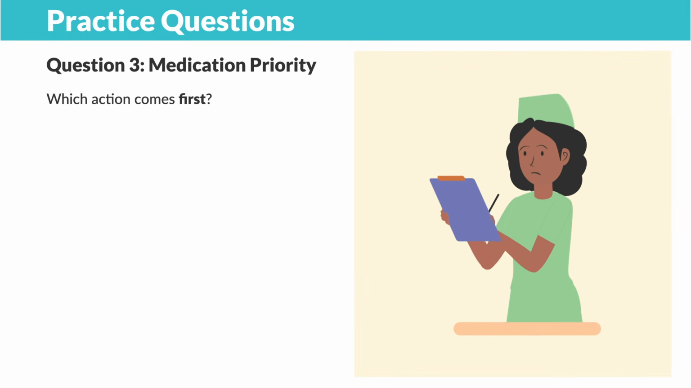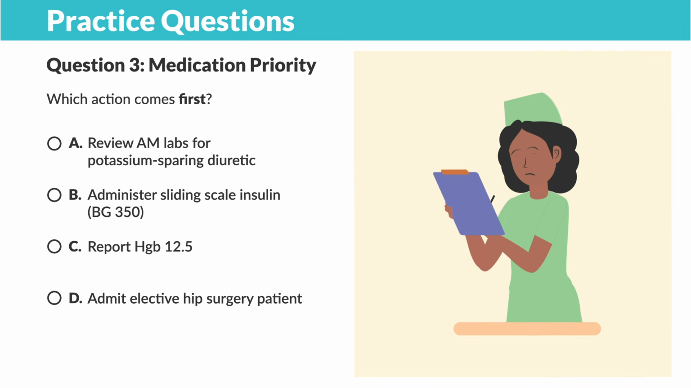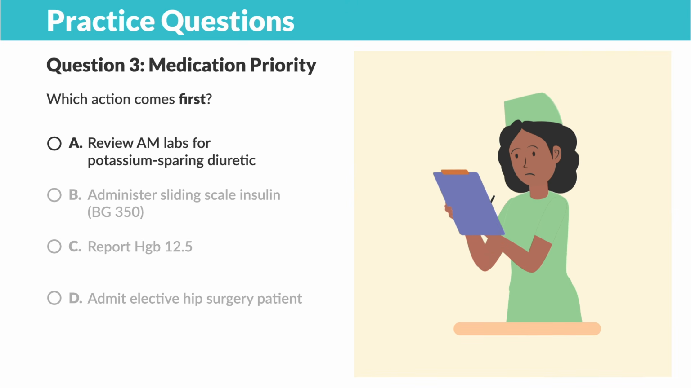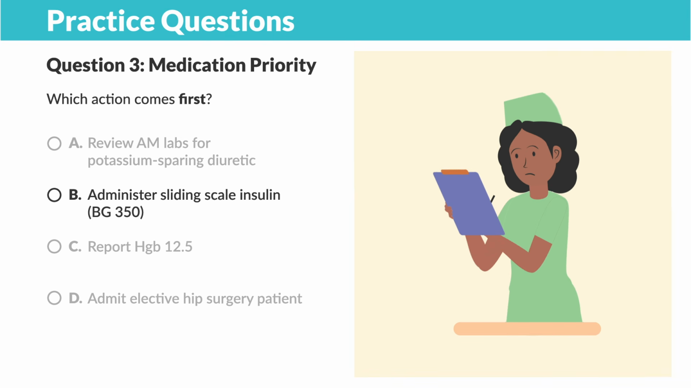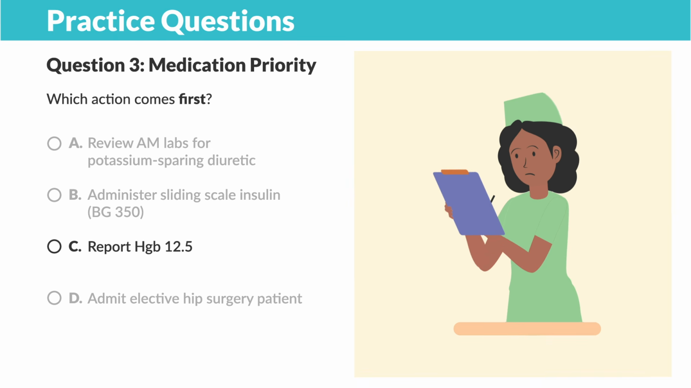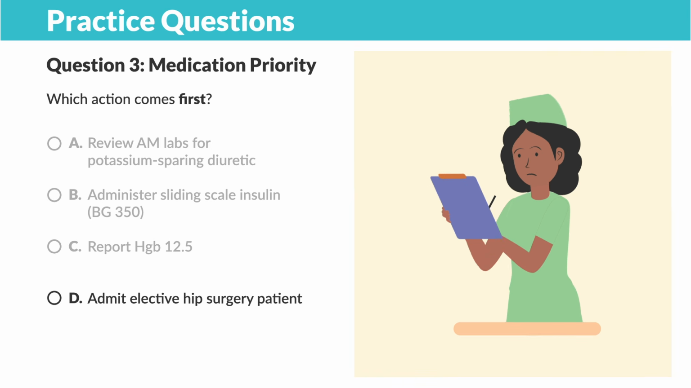Which action comes first? Go ahead and pause your screen and choose the best option. Okay, let's break it down. Would it be option A, review AM labs for potassium sparing diuretic? Or option B, administer sliding scale insulin, blood glucose of 350? Or C, report a hemoglobin of 12.5? Or would it be the last option, D, admit elective hip surgery patient?